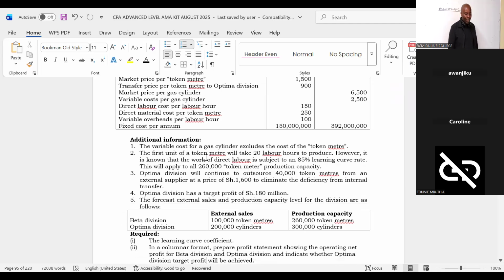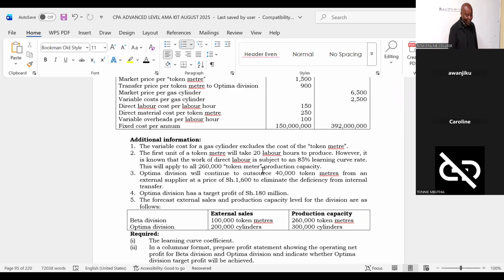Additional information. The variable cost for a gas cylinder excludes the cost of the token meter. The first unit of a token meter will take 20 labor hours to produce. However, it is known that the work for direct labor is subject to an 85% learning curve. Good examiner. Mixing learning curves with transfer pricing. He wants to kill these students.